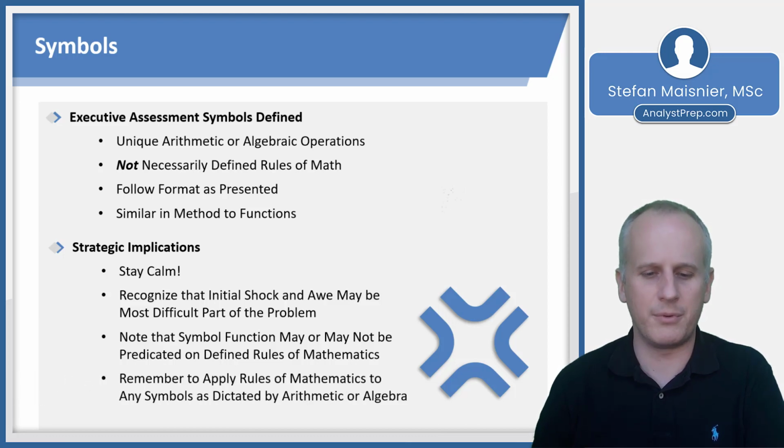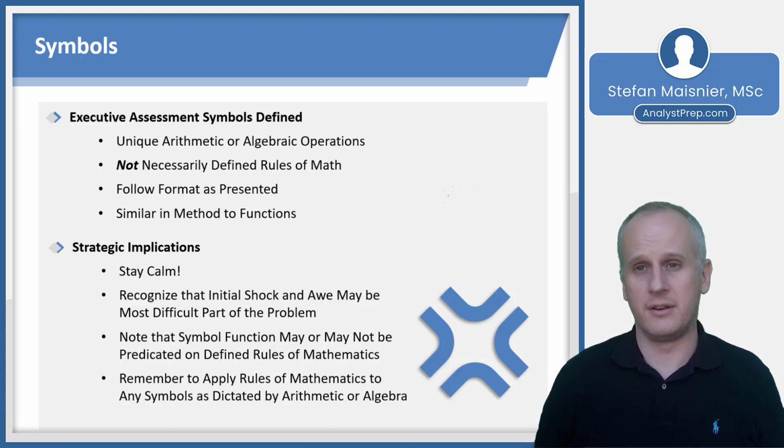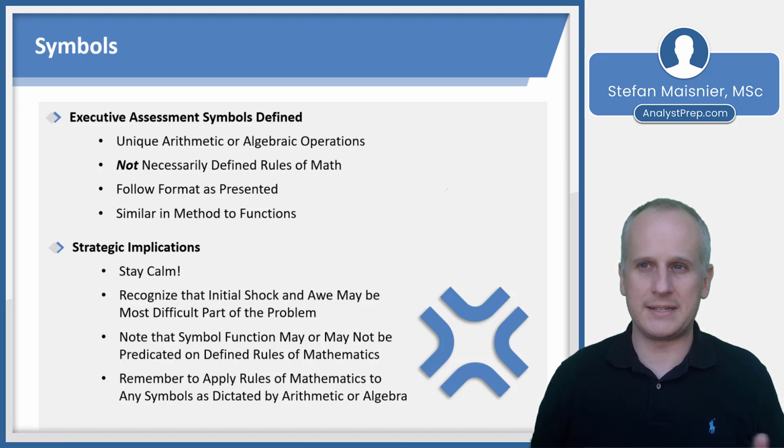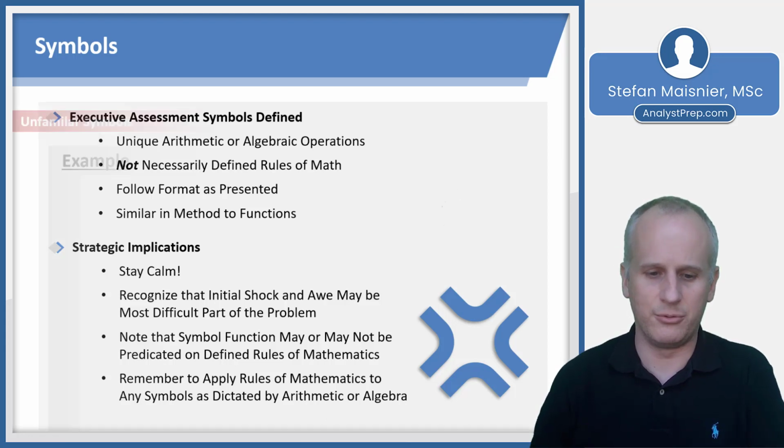So you just have to apply the rules of mathematics to these symbols as dictated by arithmetic or algebra. So the order of operations is in play. For instance, if I multiply A times B, that's the same as B times A. All of these sorts of things are going to be relevant, but you just have to work through the problem very carefully and you'll reach the answer.